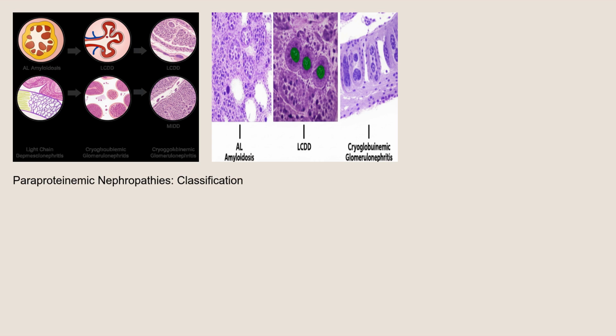Paraproteinemic nephropathies are classified based on the type of paraprotein involved and the pattern of kidney damage observed on biopsy. Some common types include amyloid light chain, or AL amyloidosis, light chain deposition disease, or LCDD, cryoglobulinemic glomerulonephritis, monoclonal immunoglobulin deposition disease, or MIDD, and Fanconi syndrome. Each type has distinct characteristics and requires specific treatment strategies.